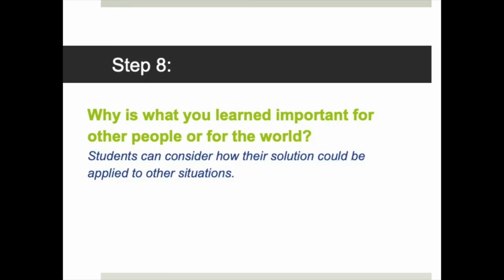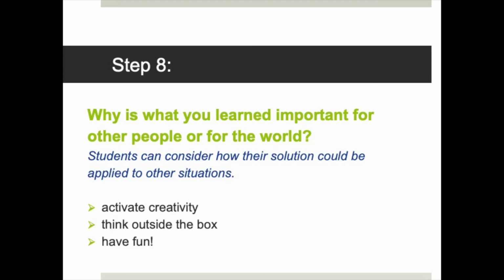Step 8. Why is what you learned important for other people or for the world? Students can consider how their solution could be applied to other situations. This step can be lots of fun for students. They can really activate their creativity as they brainstorm all the different possibilities for how their solution can be used to solve a wide range of other problems. This step may even lead to another problem-based learning unit.